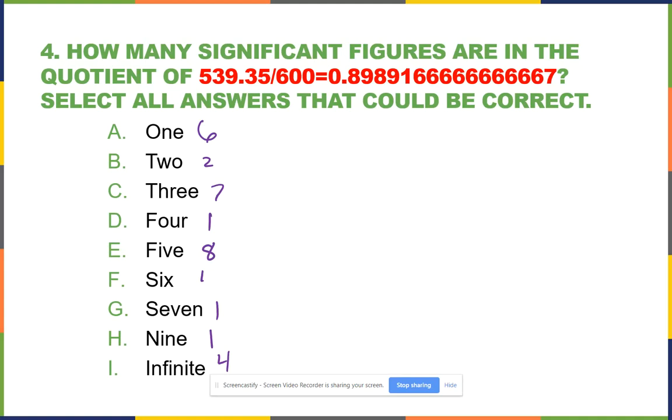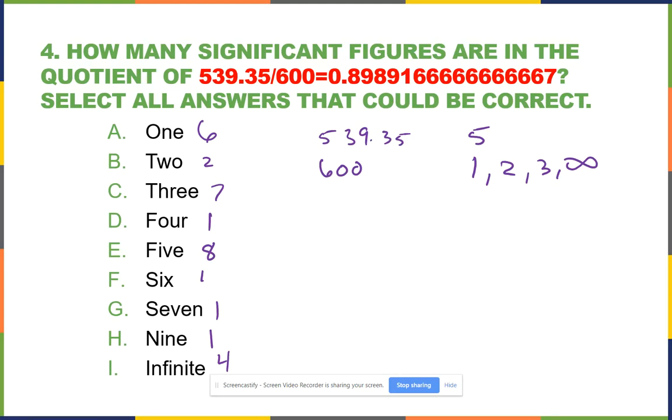This one here, okay. How many significant digits do you have in 539.35? 5. How many significant digits do you have in 600? 1 or 2 or 3 or infinity. Because the first 0 could be significant and the second not. It's ambiguous. Not all of them are right.